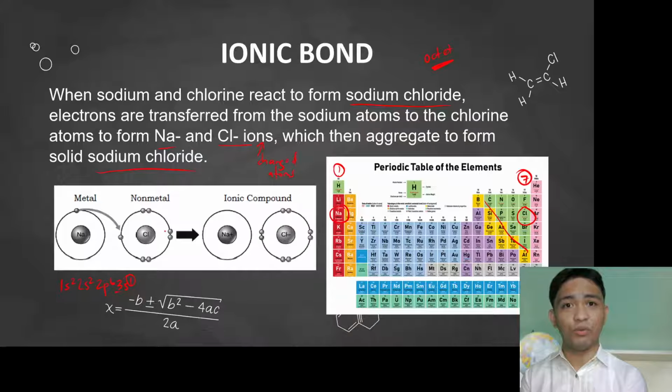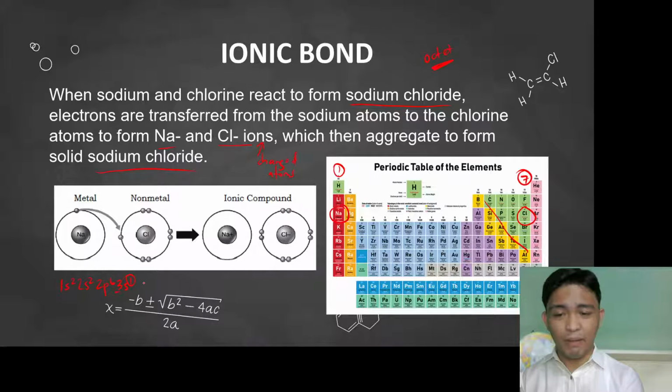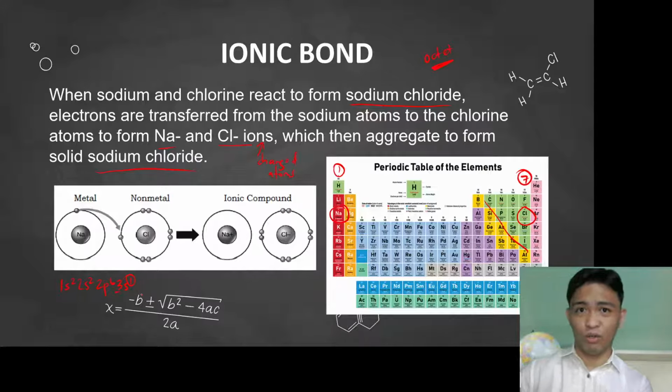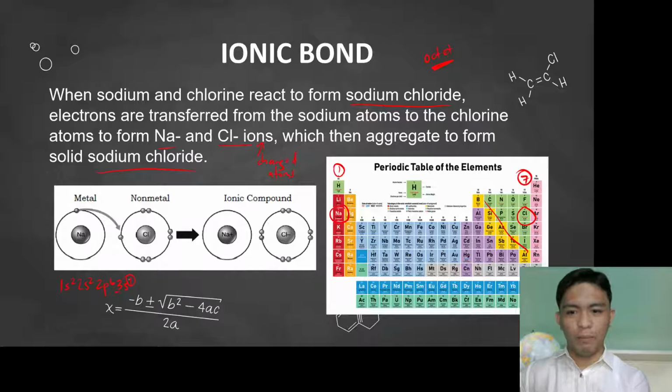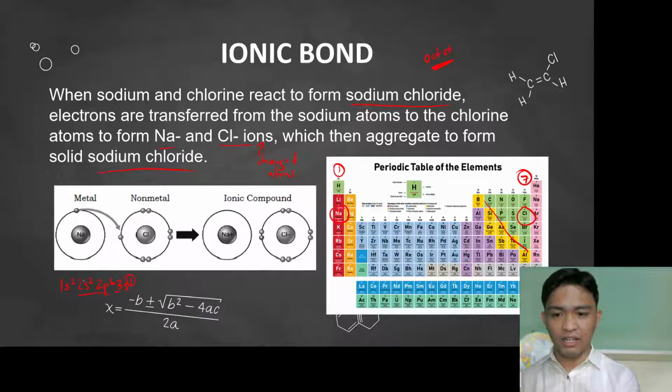So, si chlorine, ilan na lang kulang niya? Isa na lang, di ba? Para maging 8. Si sodium naman, para maging 8 to, kailangan pa niya ng 7. So, alin ang mas madali na gawin ni sodium? Mas madali ba na ibigay na lang niya itong electron na isa? O kumuha siya ng 7? Pag binigay niya itong isang electron na to, ang magiging number of electrons lang niya ay 10. At ang magiging outermost shell would be yung second energy level, 2. Ito, 2 plus 6, magkakaroon na siya ng octet.